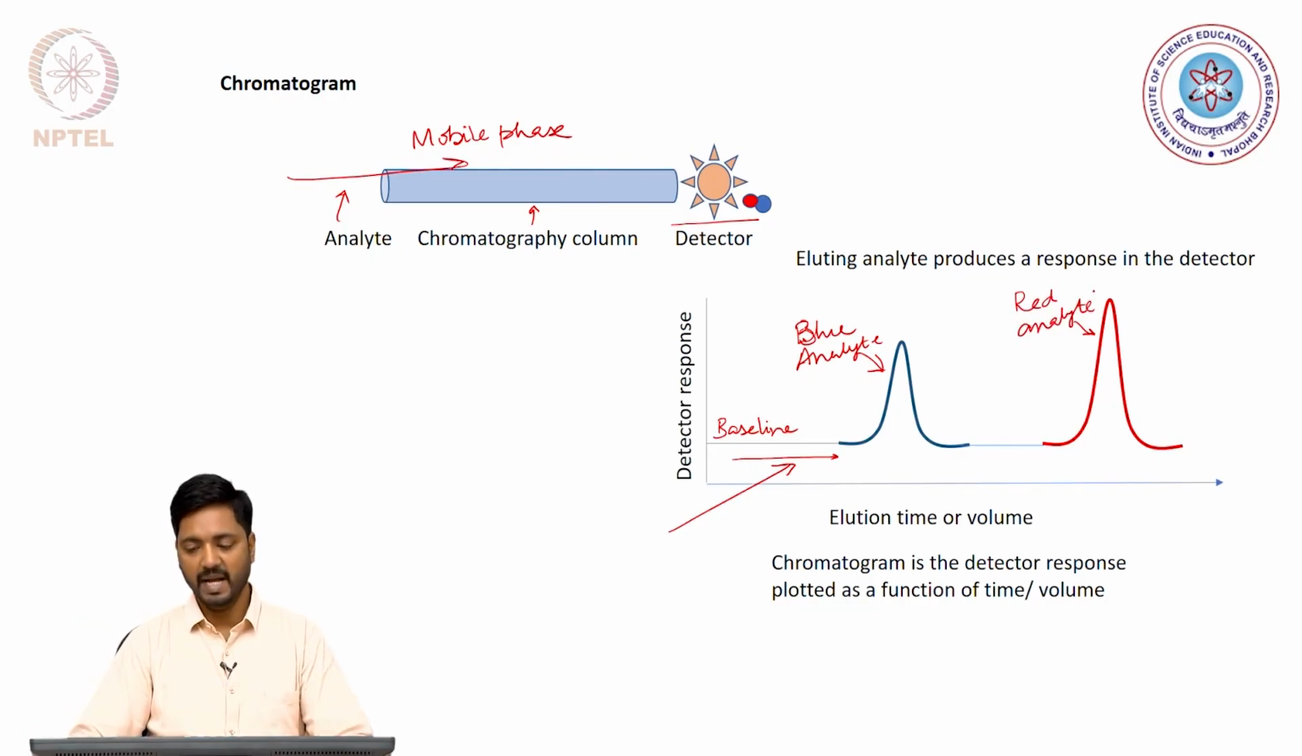Also note that there is a certain width that is associated with this peak, and we will consider these aspects as we move along. So, essentially a chromatogram, which is shown in this profile here, is a detector response plotted as a function of time. Now, we will slowly progress on how this chromatogram can be analyzed.